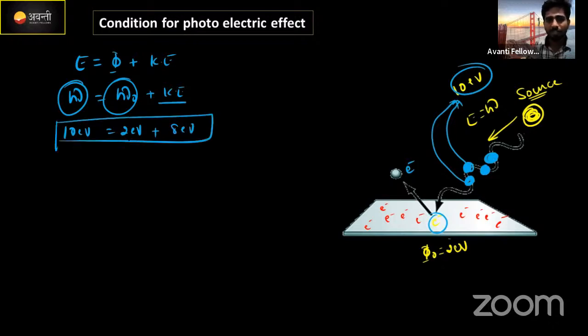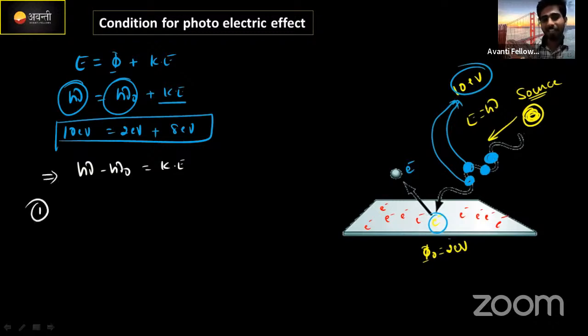Now look, 10 electron volt is what we supplied. And we learn one more point here. This equation will be modified: h nu minus h nu naught. If I take h nu naught to the left-hand side, this equation becomes kinetic energy. Based on this equation, we learn 3 conditions.